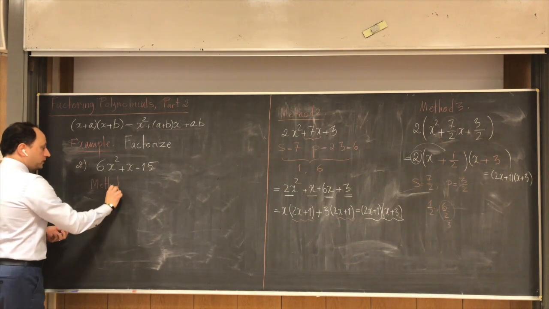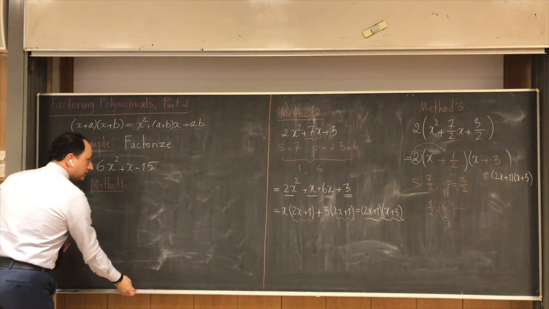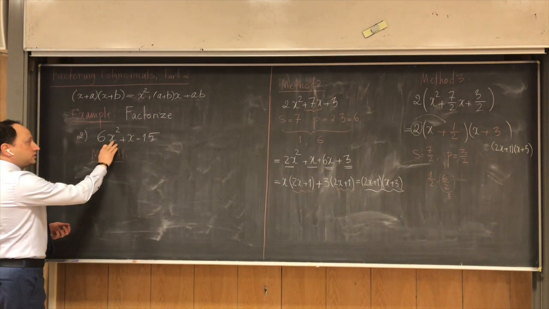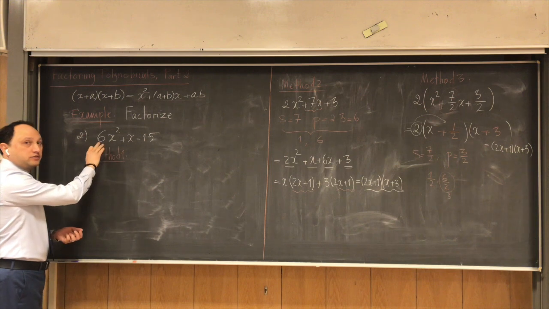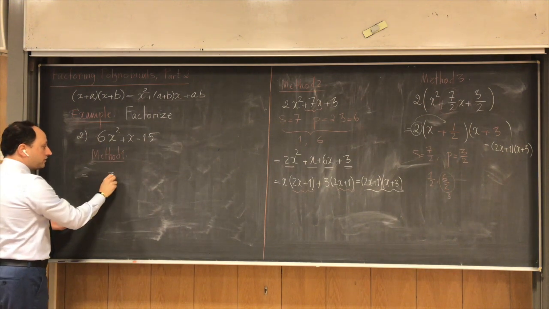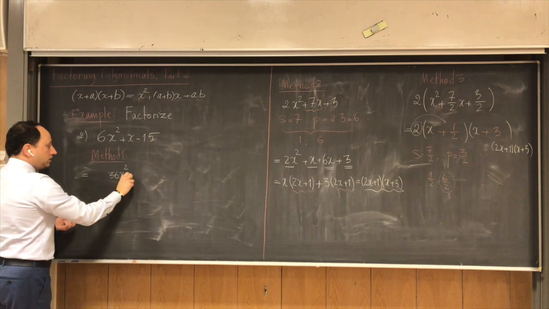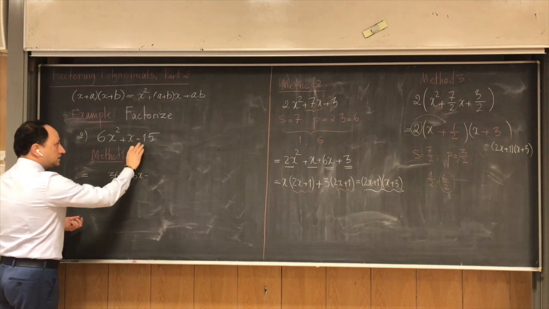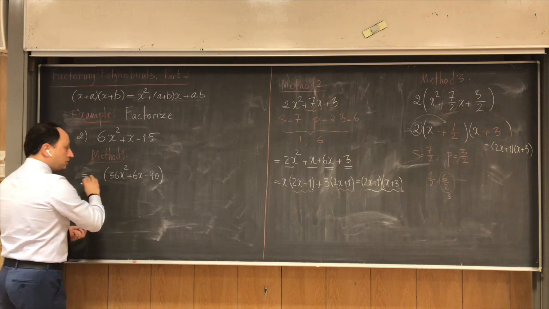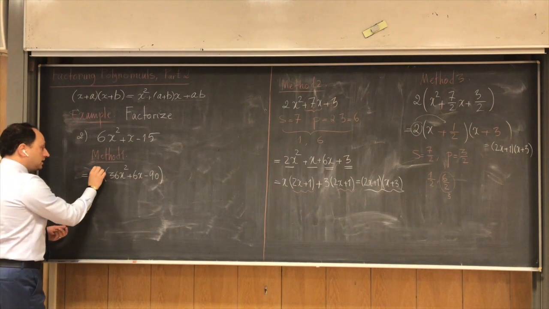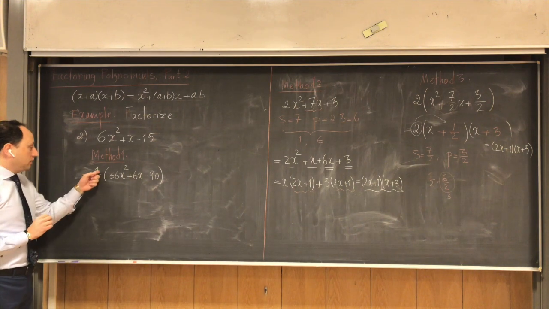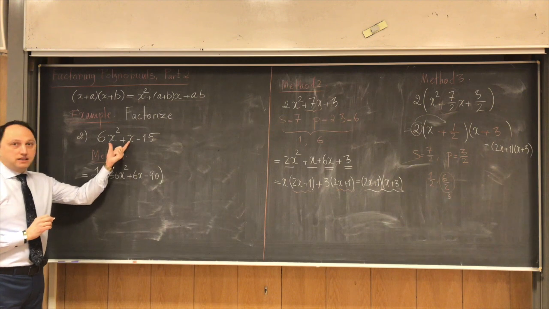So do you remember what was method 1? Yes? I have to make this a complete square. What I need is a factor of 6. So I multiply everything by 6. So it becomes 36x squared plus 6x minus 6 times 15 is 90. But to compensate for this multiplication, I have to multiply by 1 over 6 as well. So then 1 over 6 multiplied by this is exactly the same expression.